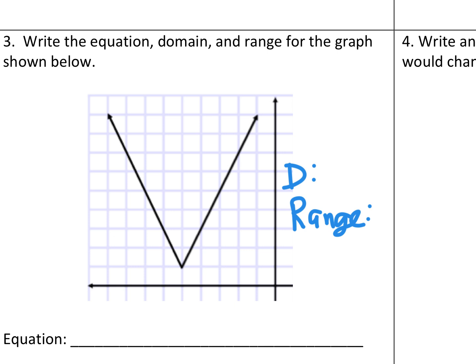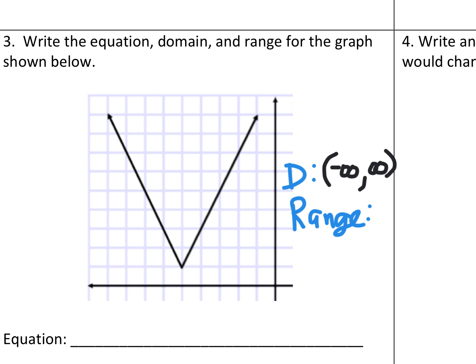Claiborne, what's the domain? Yes, except I'm going to ask you to tell me it this way. Because on the test, I think it says that it has to be an interval notation. Negative infinity. Yep. Correct. And now, in the past, I've allowed you to write INF.